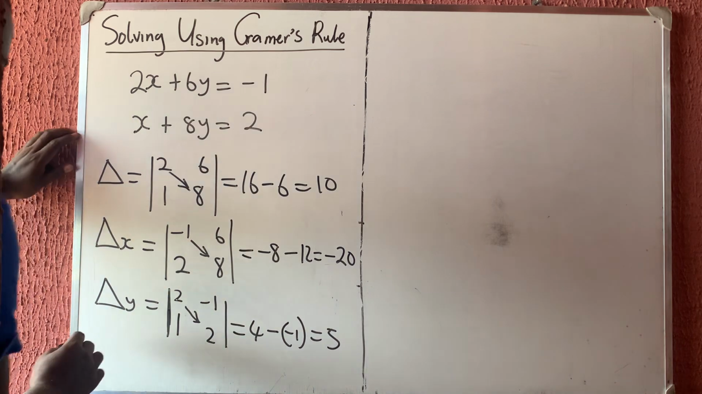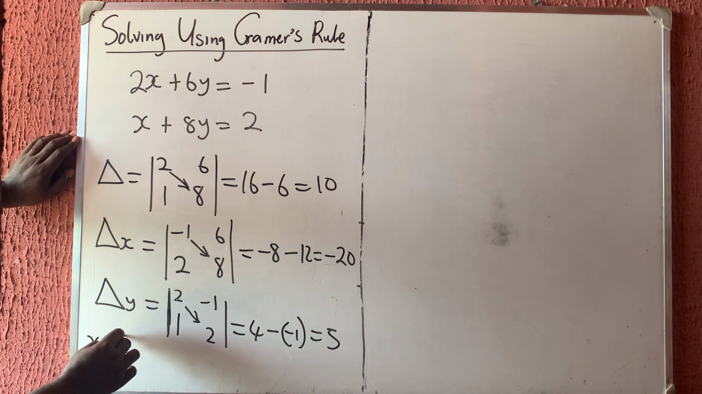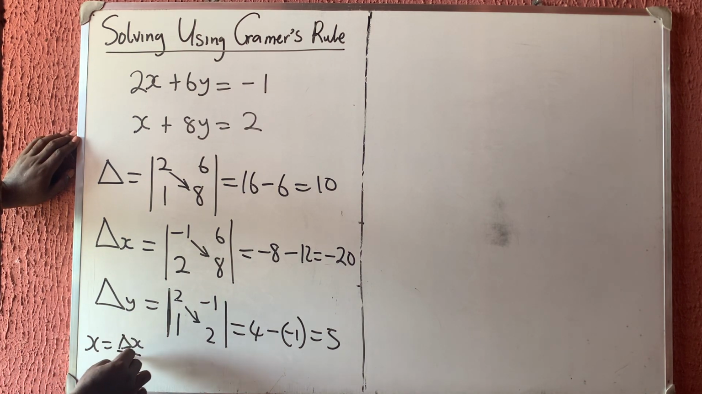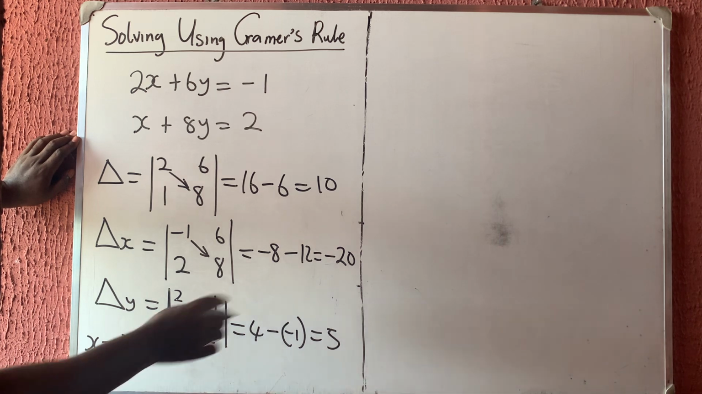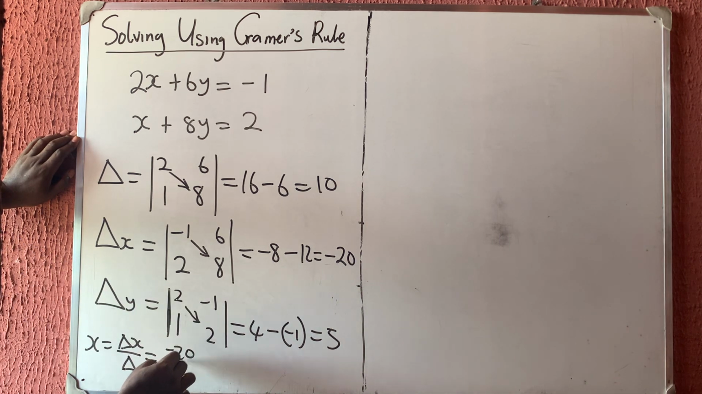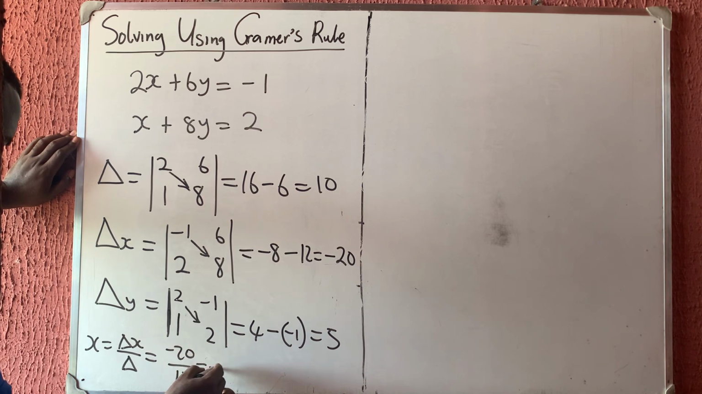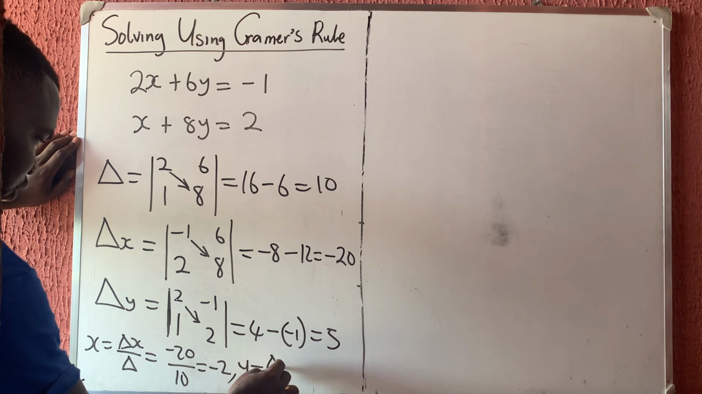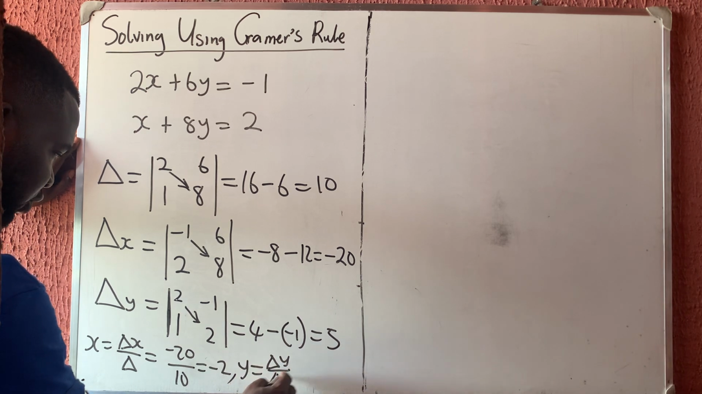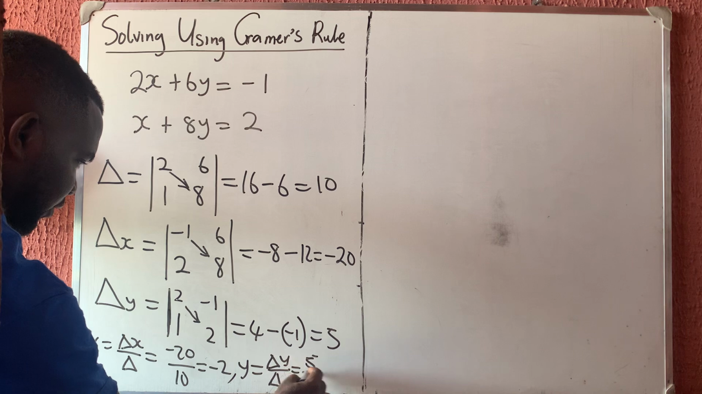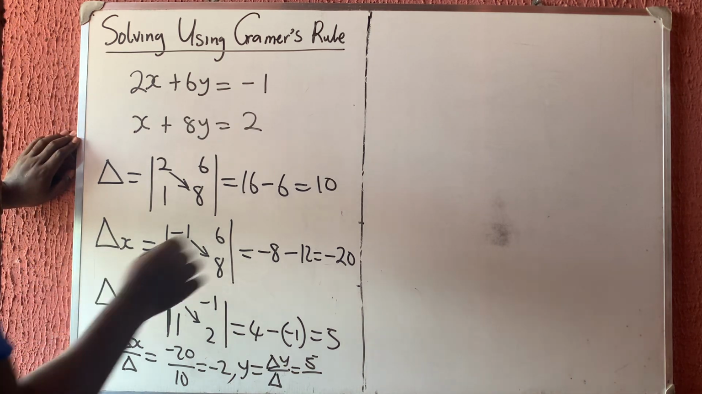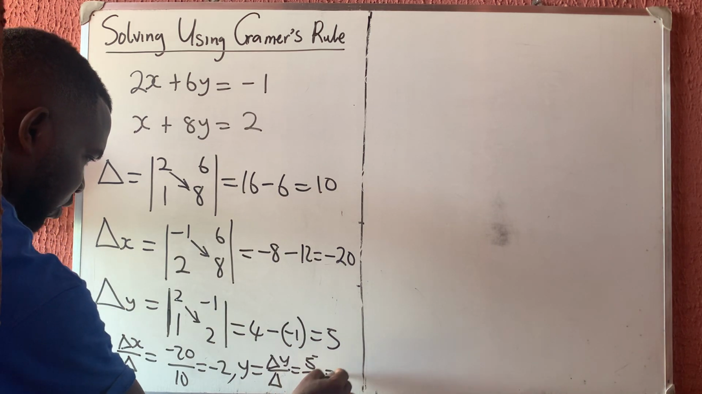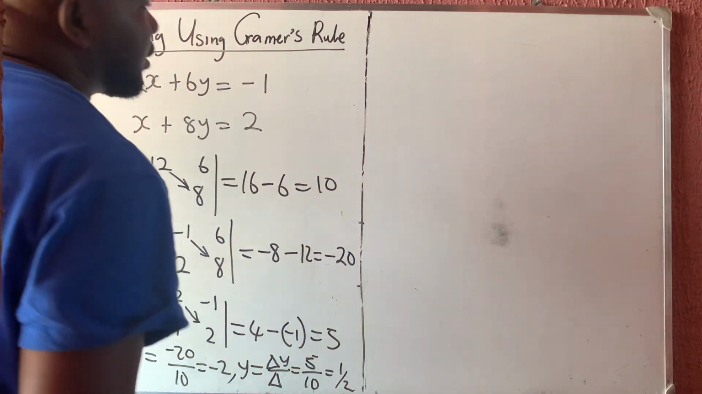Now, very simple. For me to get my x simply means change in x over that change, which is what? My change in x I got as minus 20 divided by 10. So therefore my x is minus 2. Now for me to get my y simply said change in y over that change, which is 5 divided by the change, 10. So which is what? Half. So that is that. Very simple.